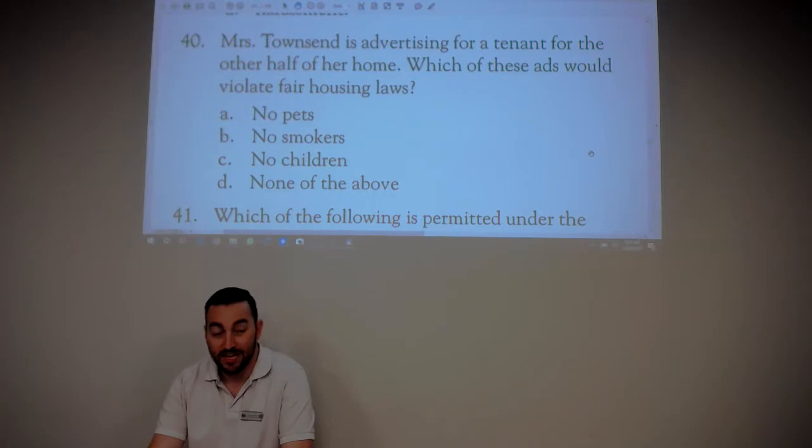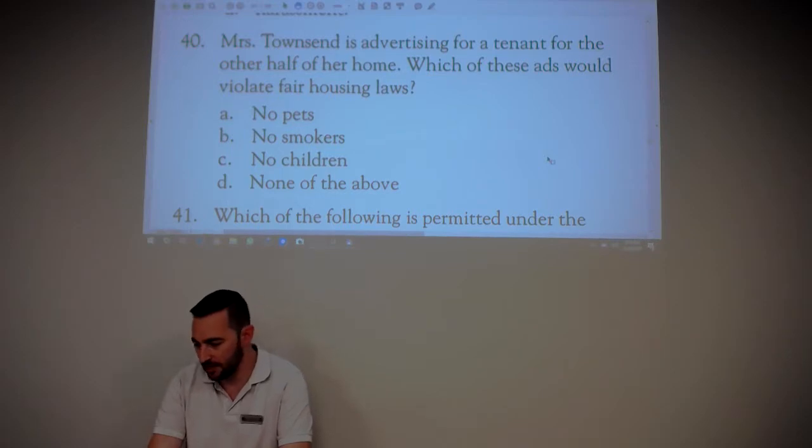Hmm. 40. We're only 10 away. Mrs. Townsend is advertising for a tenant for the other half of her home. Which of these ads would violate fair housing laws? A, no pets. B, no smokers. C, no children. Or D, none of the above. C.